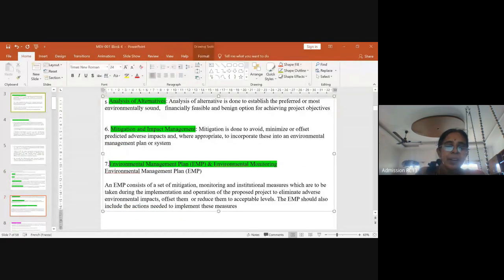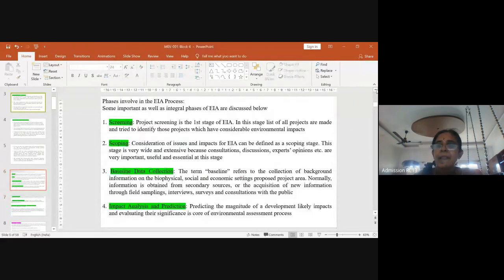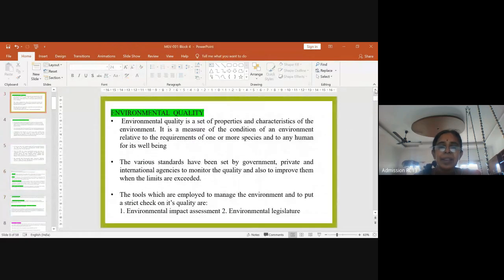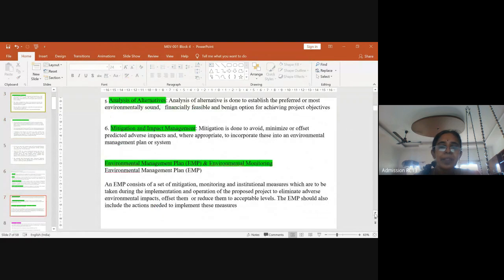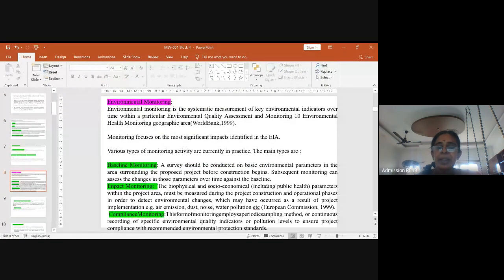Next is the environmental management plan and environmental monitoring. Similar to the EIA, that is environmental impact assessment, environmental planning and environmental legislation are also very important. Environmental monitoring is the systematic measurement of key environmental indicators.